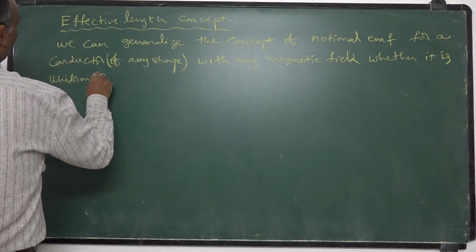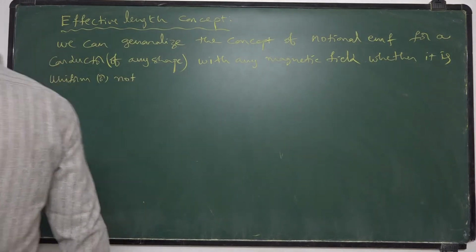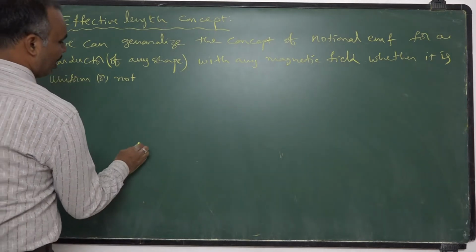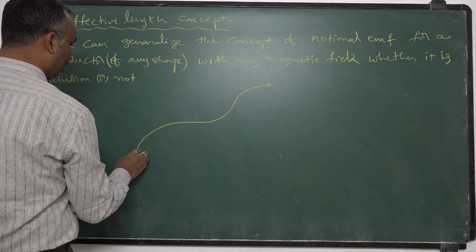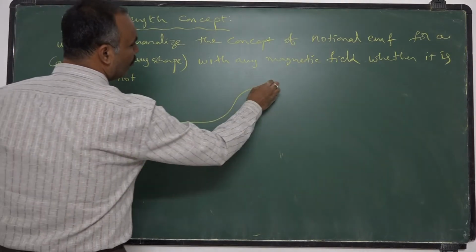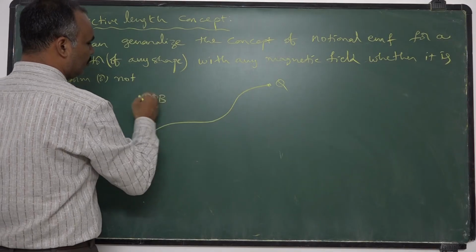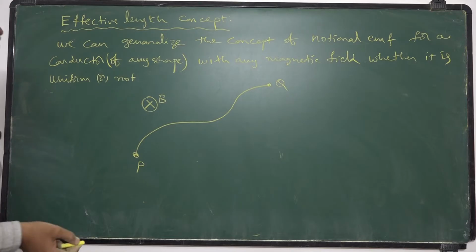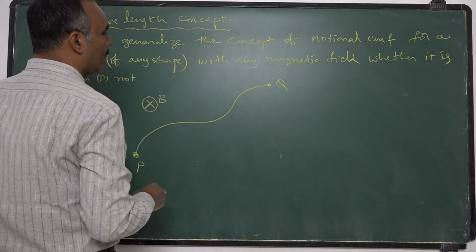Whether the magnetic field is uniform or not, this is the idea behind it. I will tell you in a clear cut way. Here I have a conductor of arbitrary shape. The name of the conductor is PQ. It is kept in a magnetic field into the paper. The strength of the magnetic field is given as B at this location.